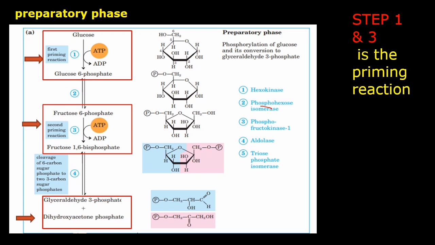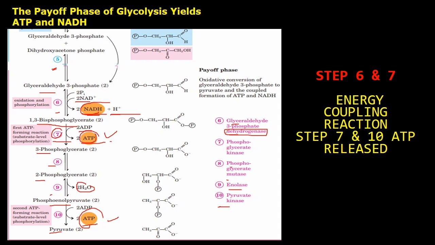The next phase is known as the payoff phase, where dihydroxyacetone phosphate is converted into glyceraldehyde 3-phosphate. These are the bridge between the two phases.